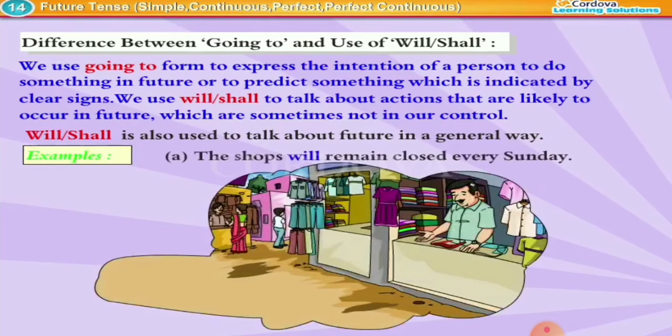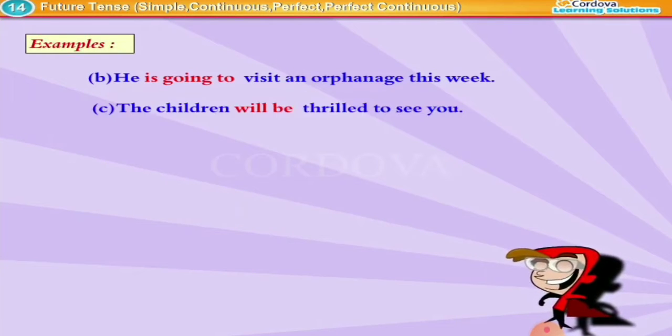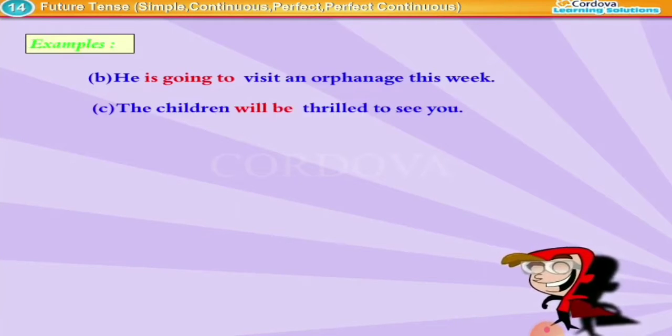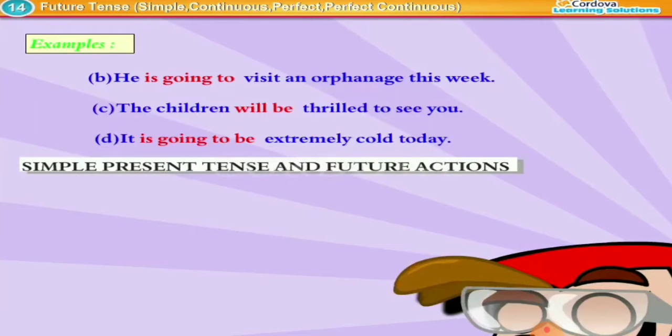Examples: The shop will remain closed every Sunday. He is going to visit an orphanage this week. The children will be thrilled to see you. It is going to be extremely cold today.